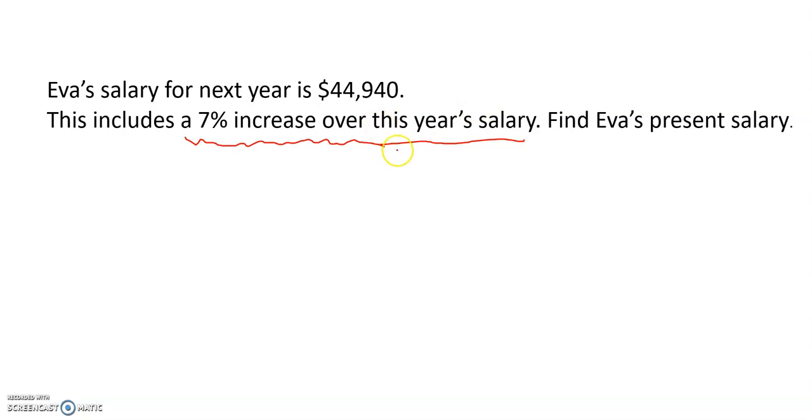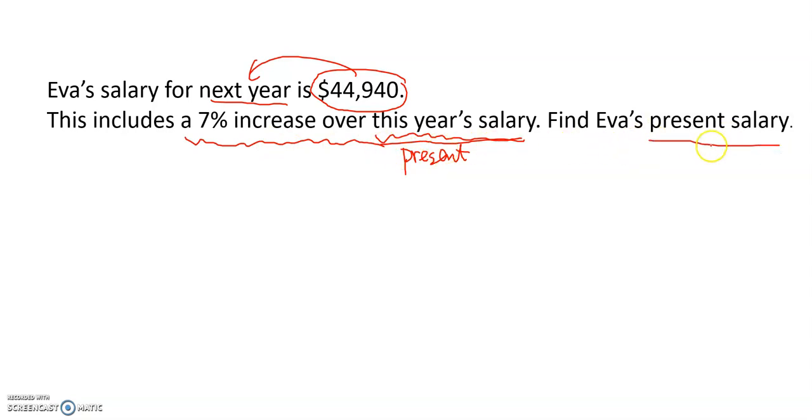salary. A mistake some students might make is to take this number right here and multiply by 7%. They think that gives us the increase of the salary, but that is wrong because the 7% is based on this year's salary, which means the present salary, and that's unknown. Notice that that number is for next year. So there's no way we can find the increase without knowing the present salary. But that's exactly the question.